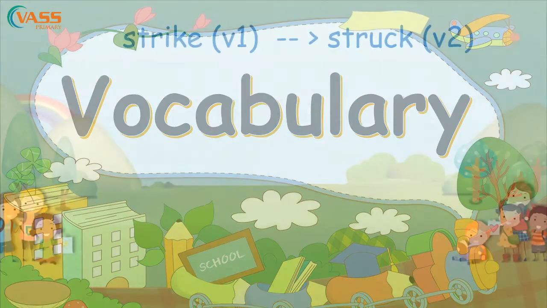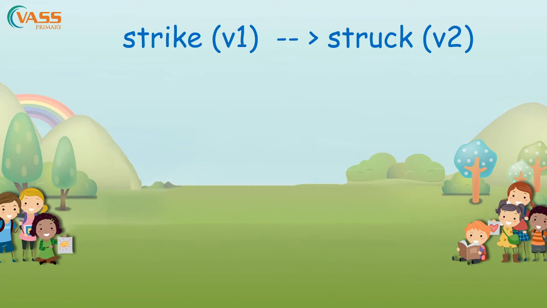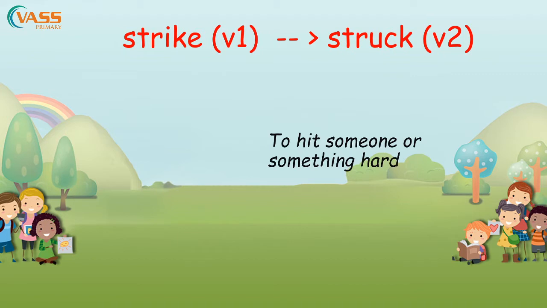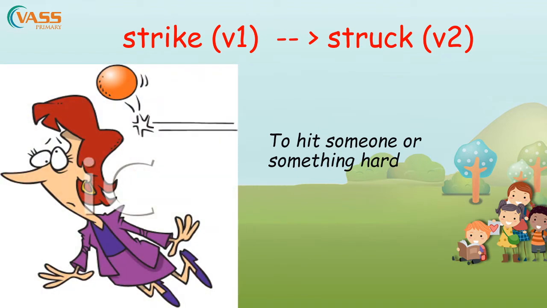Vocabulary. Now, for the first little bit of vocabulary, we're going to learn the infinitive form and then the past tense of it. So let's look at strike. Strike. When you strike something, it's to hit someone or something hard. And that is in the present tense. And then after you have stricken something, when we look at it in the past tense, you have struck it. So maybe I'm going to strike the desk. And then, as you heard, I had struck it.